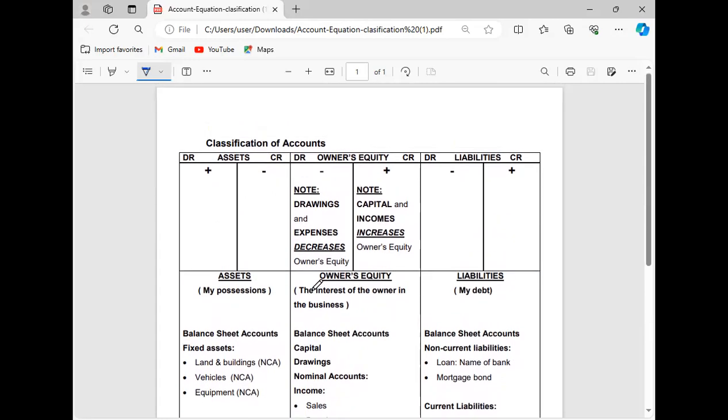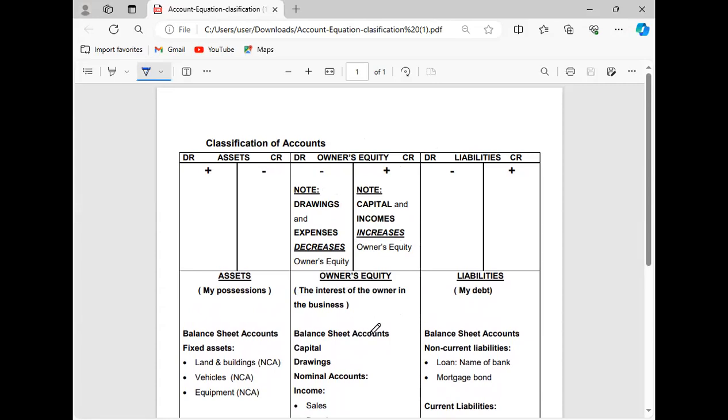And then we have owner's equity. Owner's equity is the interest of the owner in the business, whereby under the credit side we'll have incomes, and under the debit side we'll have expenses. Our owner's equity will increase under the credit side because of all the incomes that we have, and decrease under the debit side because of all the expenses that we have.